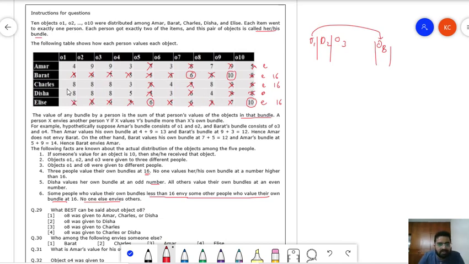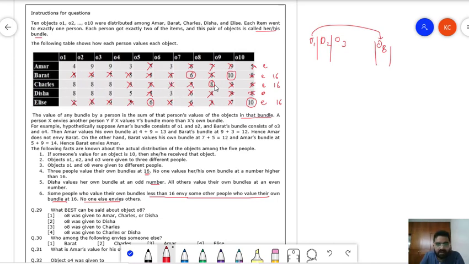Now, Charles can get only 16 if O1, O2, O3 may say one of the 8s, and O8 will also be taken by him or him. So if we circle this, we'll cancel these three. Okay. So now we can cancel these numbers also. Okay. So Charles can take one of these 8s.